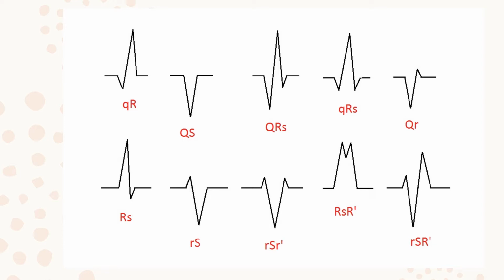That S doesn't actually fall below the baseline, but we typically call it that because it is a negative deflection. So it's positive, then negative, then positive. And we would say that's an RSR prime. And finally, the last one, an RSR prime, and you can see that bigger R at the end. Now, these are important because some of our bundle branch blocks create this very pattern.